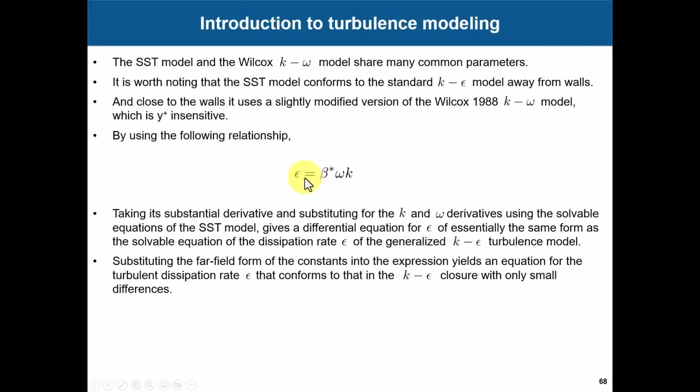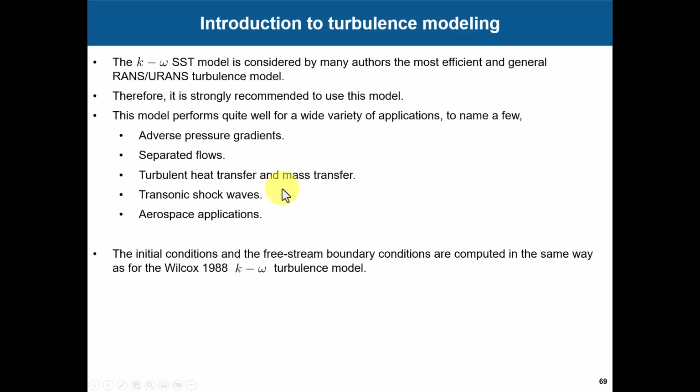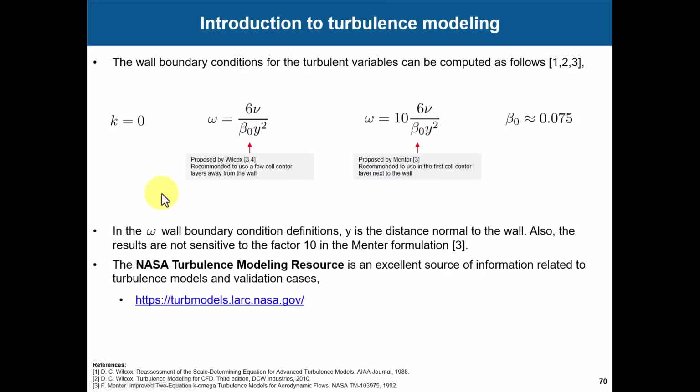As usual, you can compute for an omega epsilon, like in the previous one. And one of the advantages of this model is that it performed very well in these situations: adverse pressure gradient, separated flows, and transonic shock wave. It tends to behave better than the k-omega standard. Boundary conditions, as I will talk about now: at the wall you can define k as 0.